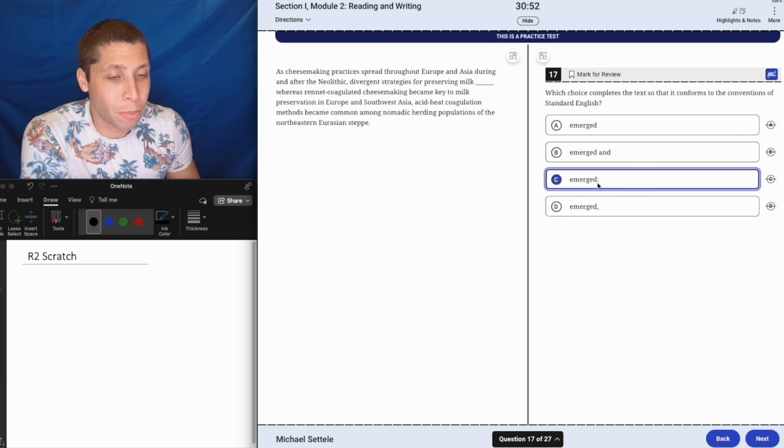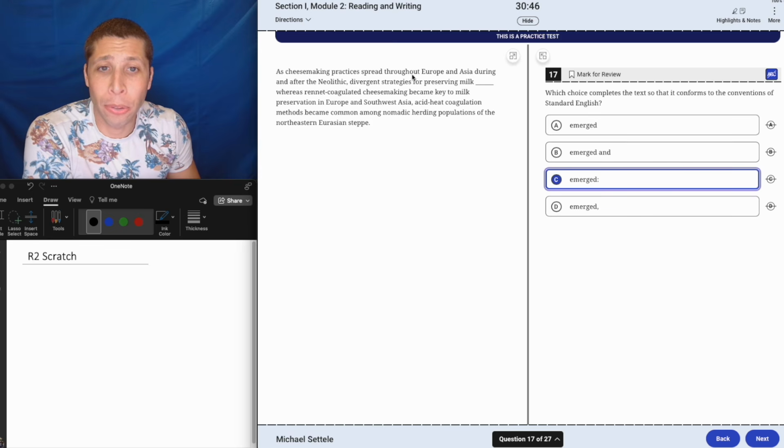Here's another one where if we pass the test and we have 2 sentences, we kind of have to pick this. As cheese-making practices spread throughout Europe and Asia during and after the Neolithic, divergent strategies for preserving milk emerged. That's a sentence. Whereas rennet coagulated cheesemaking became key to milk preservation in Europe and Southwest Asia, acid heat coagulation methods became common among nomadic herding populations of the northeastern Eurasian steppe. I think that's 2 sentences too. I think that's got to be it.